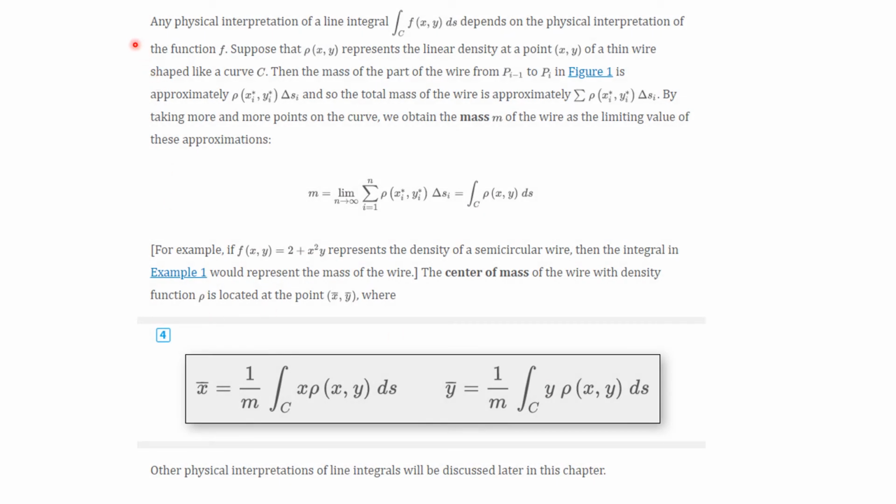Now, any physical interpretation of a line integral depends on the physical interpretation of the function f. But suppose this rho of x,y, which is going to play the role of f here, represents the linear density at a point x,y of a thin wire shaped along the curve C. Then the mass follows from integrating this, and that's approximately a Riemann sum kind of thing. So the mass is going to be the integral of rho ds.